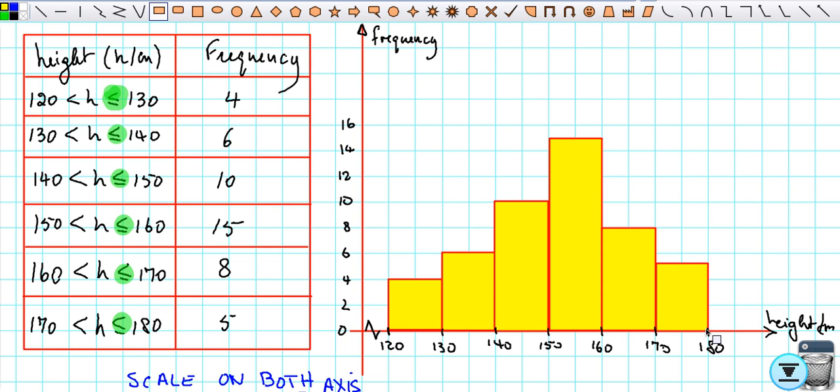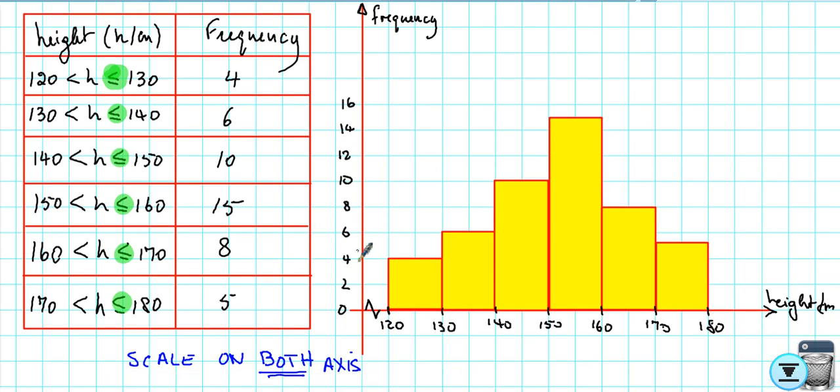Okay, so as you can see, there is our histogram. Important, very important. We have a scale on both axes, right? A scale on the y-axis and the scale on the x-axis. And the bars are touching each other, okay, since it is a continuous set of data. In a continuous set of data, it's normal to have ranges.